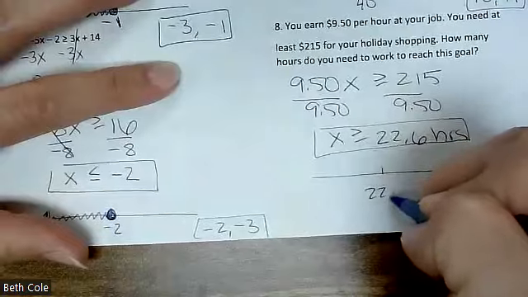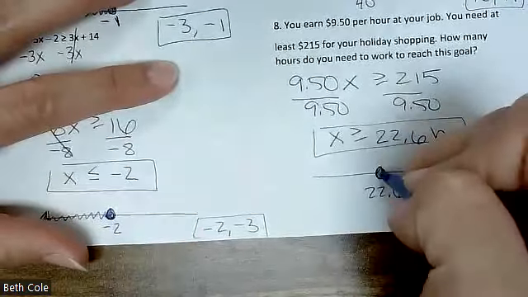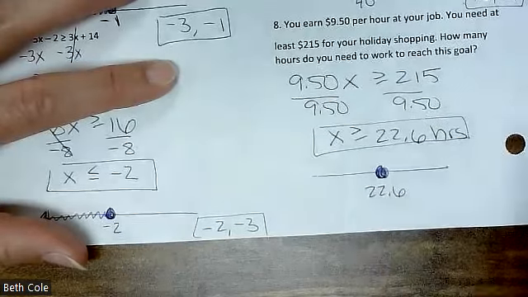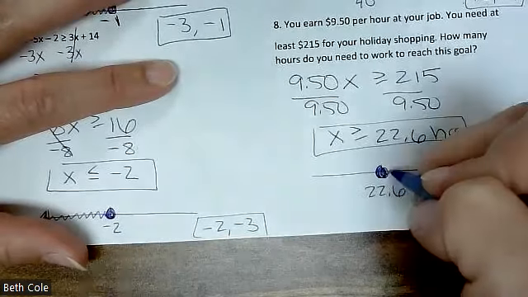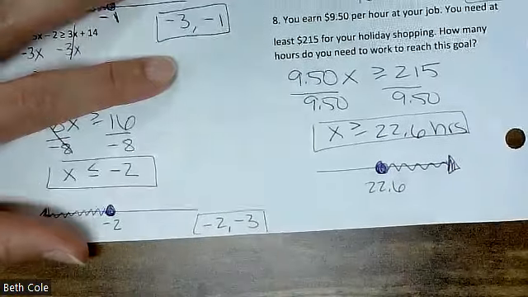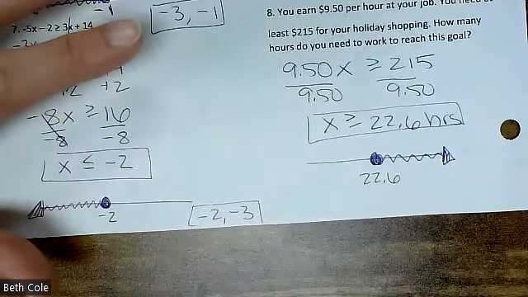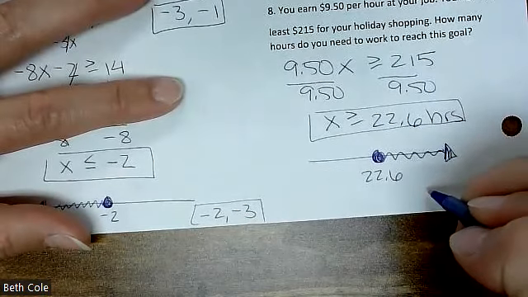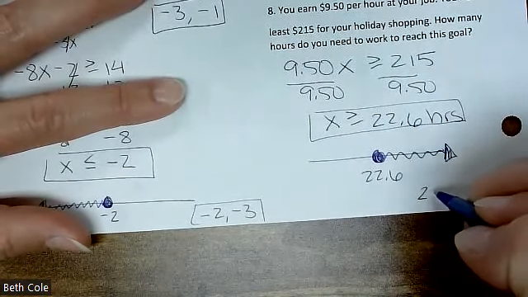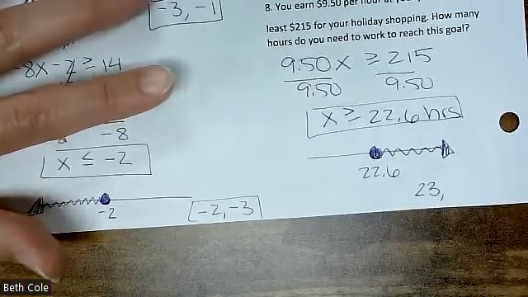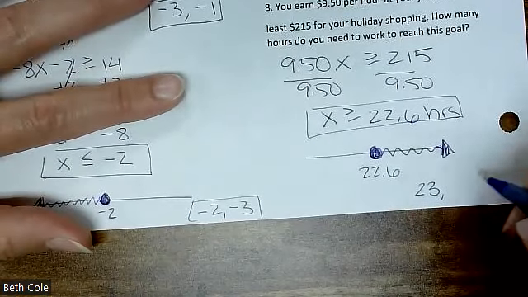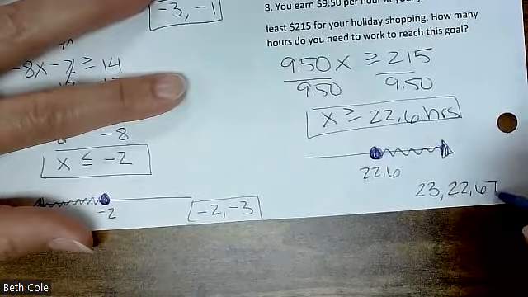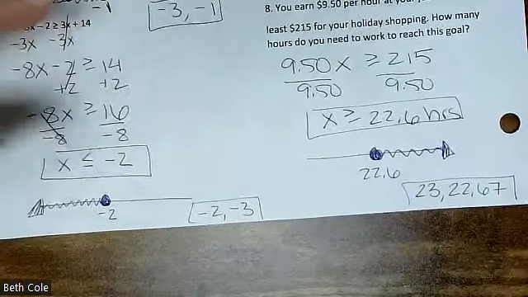So here's your 22.6, closed circle. You're going to shade which way? To the right. And what are some examples of numbers that would make it true? 22.7. Okay, so how about 23? 22.7. Okay, yeah, you guys are being smart. I'll put that 22.67. Yeah, anything above that would be hours you can work.